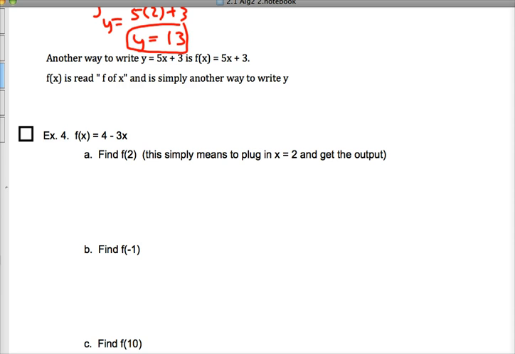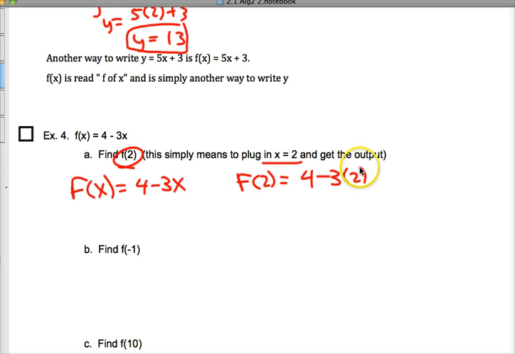So when you see that, don't think of f of x meaning f times x. It means you're plugging an x into this function. So down here, people think this means 2 times f, but that's not what it means. It means plug in x is 2. So you just take f of x equals 4 minus 3x and let x be equal to 2. So if I said find f of 2, that just means plug in 2.